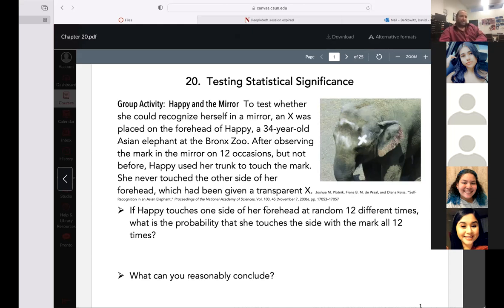Now, if I recognize myself in the mirror and I see something over here, I'm like, oh, what is that? I might scrape it off or do something like that. And I would be more inclined to touch that side of my face more often. Does that seem reasonable? Yes. Okay.